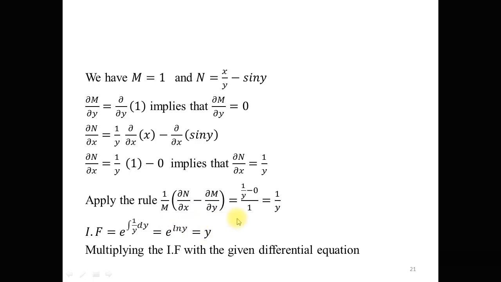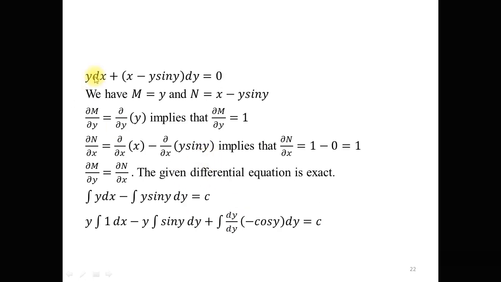Now multiplying this integrating factor to the given differential equation, we obtain y into dx plus (x minus y sin y) dy is equal to 0. Now this is a new m function and this is a new n function. Again check whether this differential equation is exact or non-exact. So find the partial derivative of m with respect to y and the partial derivative of n with respect to x. If these two are equal, then this differential equation will be exact, and then we can solve it by taking integration of m function with respect to x and integration of those terms of n which do not contain x.